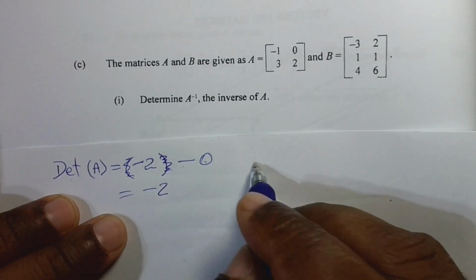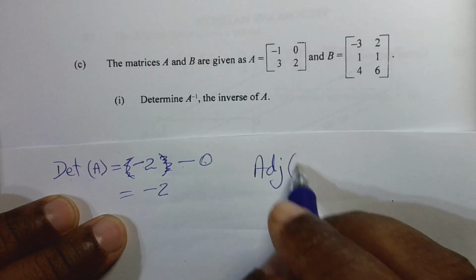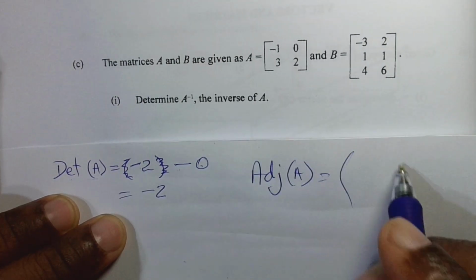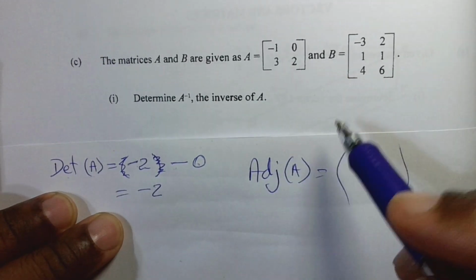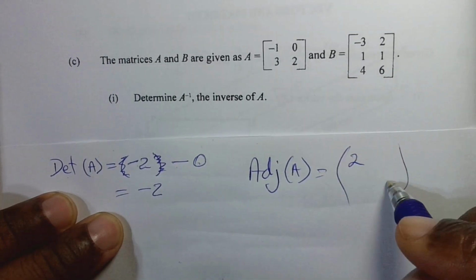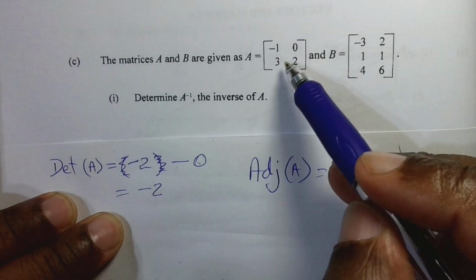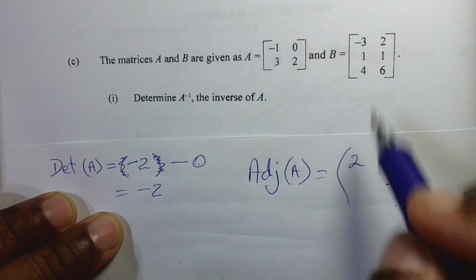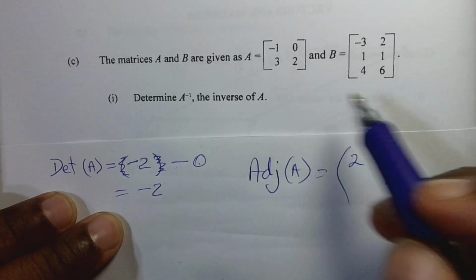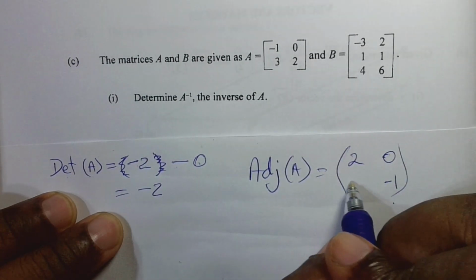is called the adjoint. So the adjoint of matrix A is found by switching these guys in the leading diagonal. So I'm going to switch -1 and 2. Then I'm going to change the sign on these two numbers. Now since 0 doesn't have a sign, we just leave it at 0. But we'll definitely change the 3 to a -3.